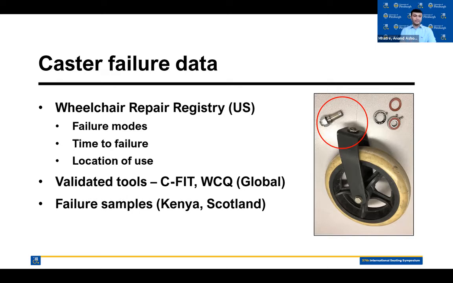And then we also collected failure samples. These are samples, for example, you're seeing on the right hand side, where something has broken in the community. We have got those failure samples here at the University of Pittsburgh, so we can analyze them and do some development.